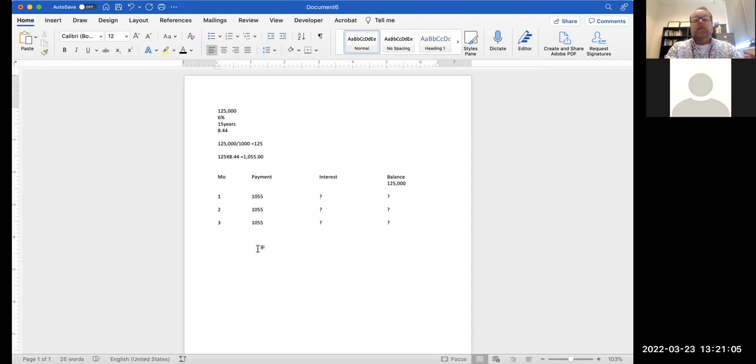The first thing we need to figure out is how much interest we're going to pay in month 1. We multiply the balance by the interest rate of 6%, 0.06, and then multiply that by 1/12. For this one you use the 125,000. So 125,000 times 0.06 times 1 divided by 12 equals 625. So 625 was the interest.